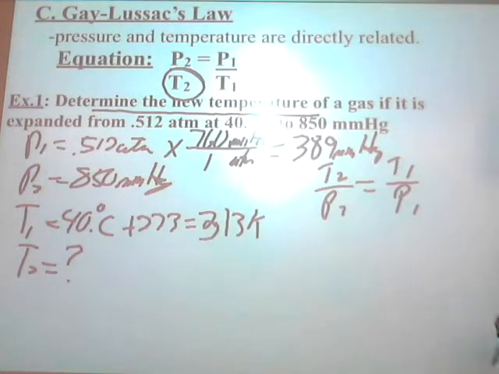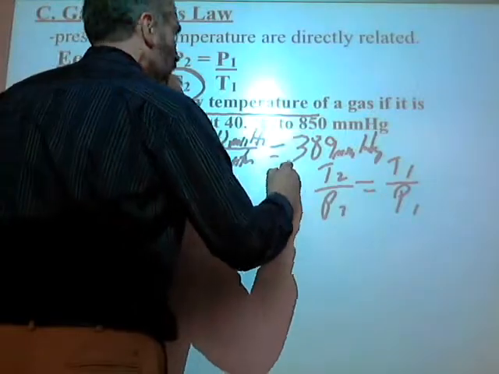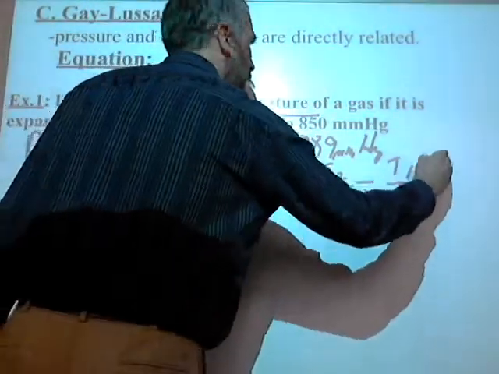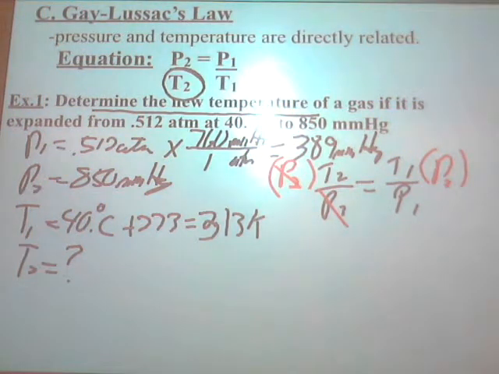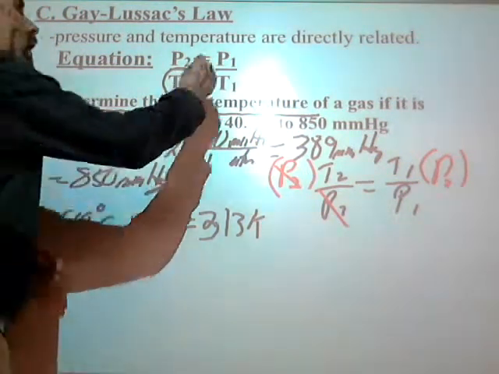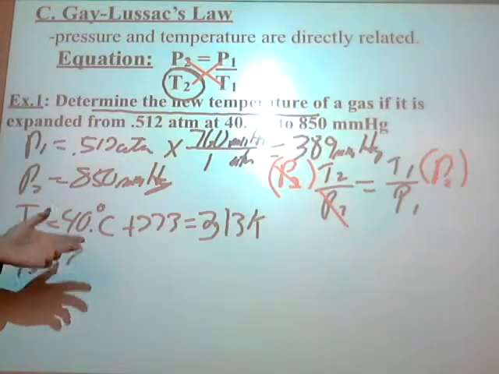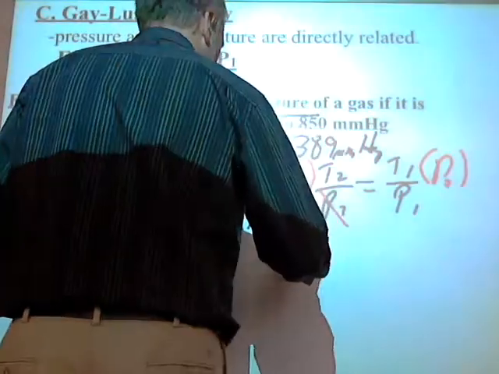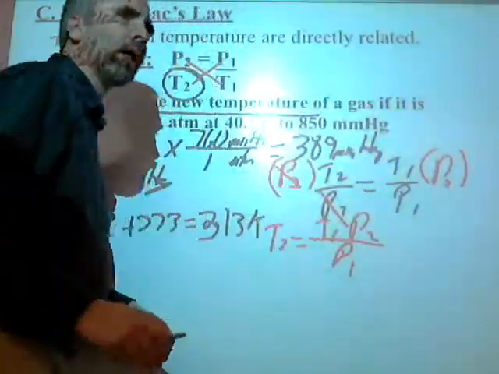Why does that make it easier? Because now, to rearrange it, all I have to do is multiply both sides by P2. Right? Okay. But if you wanted to cross-multiply, you could have done that. As long as you rearrange it and show me it at the end, where you get your T2 equals T1 P2 over P1. That's all I care about.